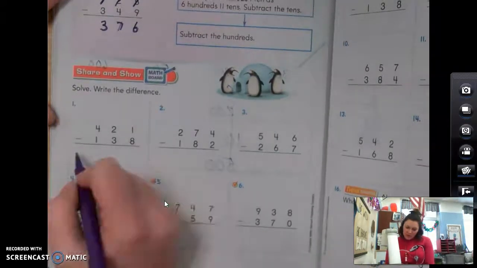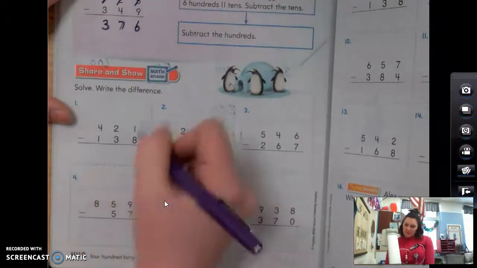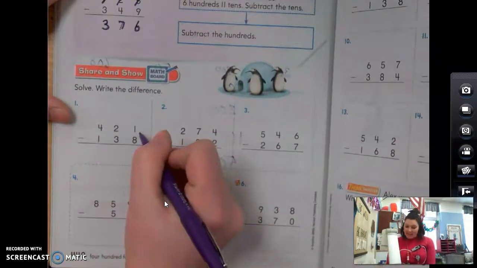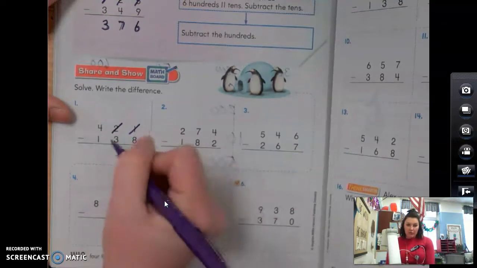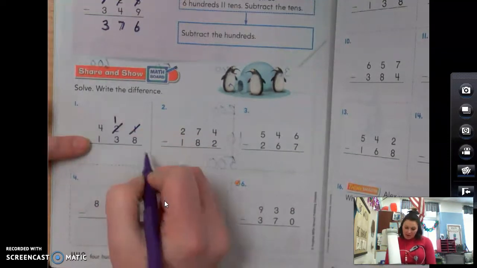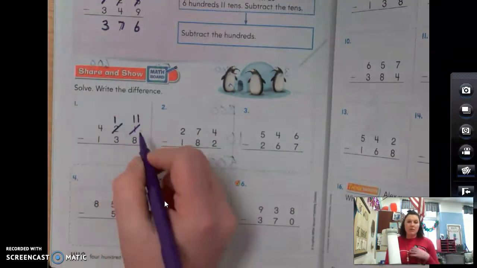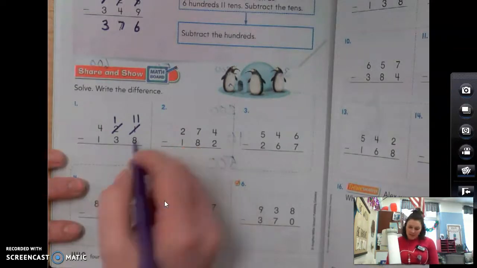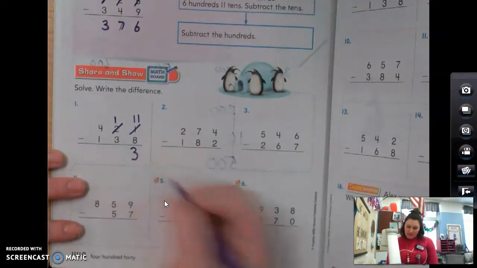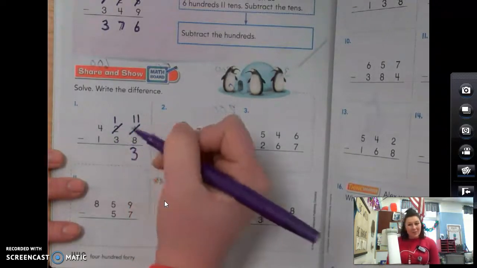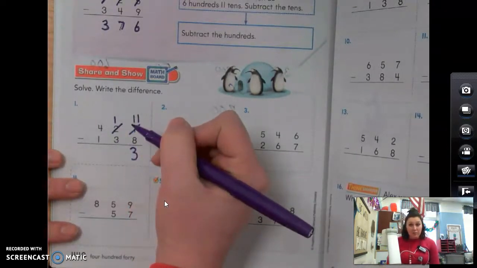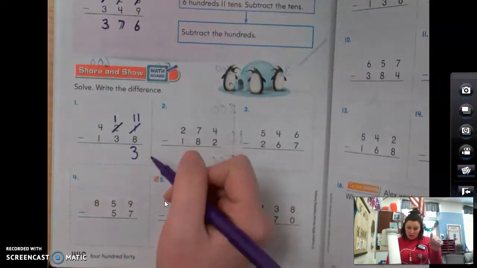So 421 minus 138. So I go to my ones. I can't do 1 minus 8. So I cross out. The 2 becomes a 1. The 1 becomes an 11. Well, now I can do 11 minus 8, and that is 3. And I go to do 1 minus 3. Well, more on top or more on the floor? There's more on the floor, so I got to go next door.